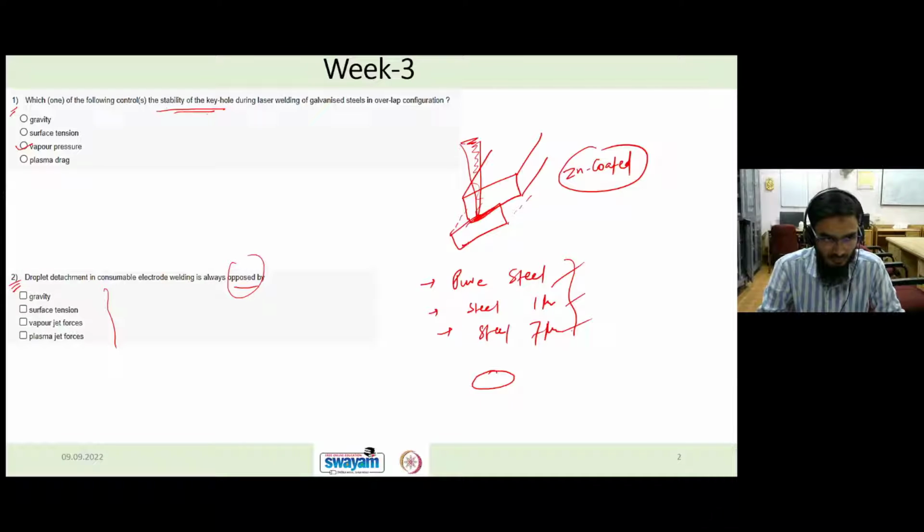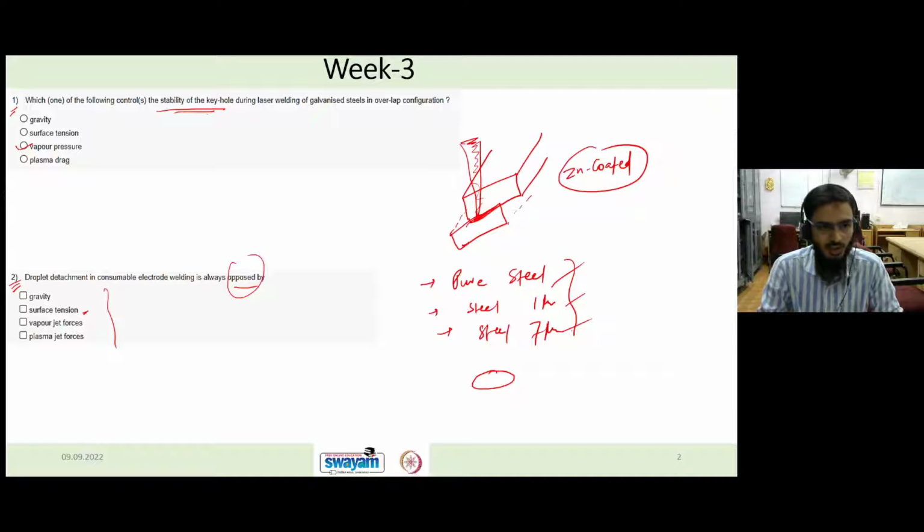Sir, I think surface tension. Okay. Sandeep, yes, sir. Okay, fine. Surface tension. What about gravity, vapor jet force, plasma jet force? What will they do? They will assist. Sir, I think gravity will assist the detachment of the consumable electrode, and surface tension will restrict it. Okay. Yes.